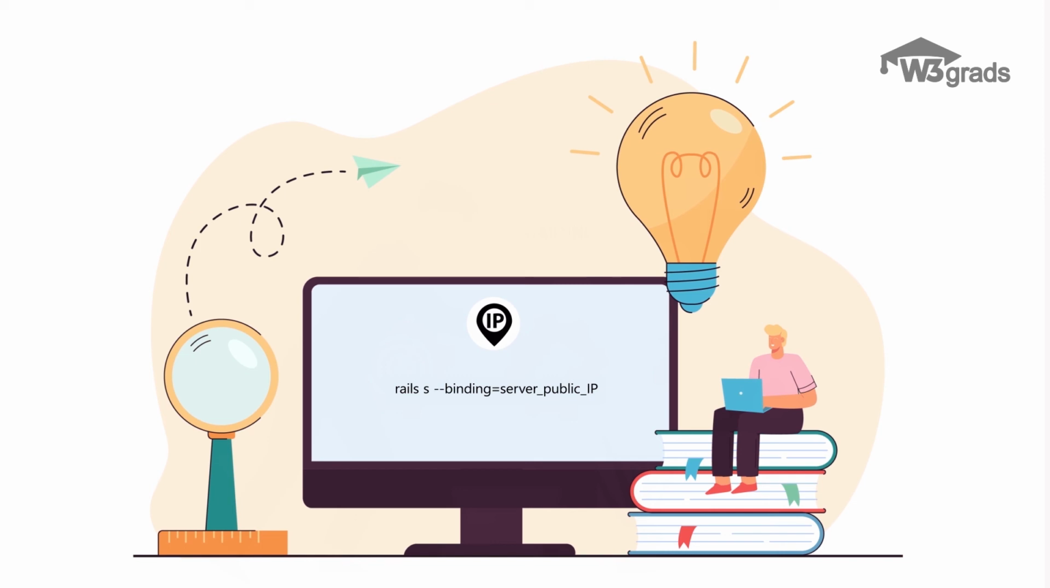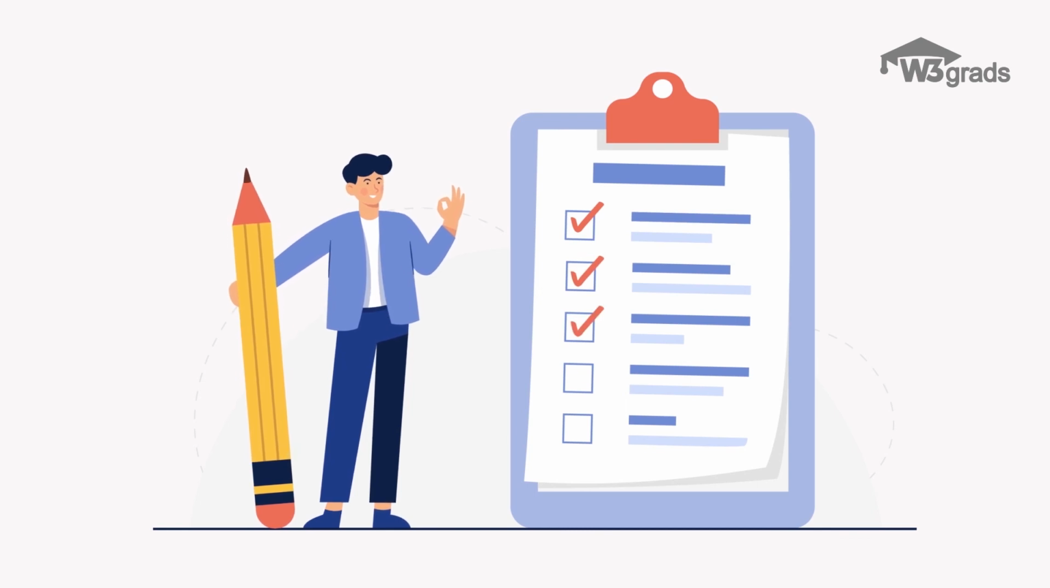For example, if your server's public IP is 198.162.10.5, then you will type the command as rails s --binding=198.162.10.5, and hit enter. Now, if you have to view it in the browser, then you will need to type http://198.162.10.5:3000. You will again get the default page of Rails.